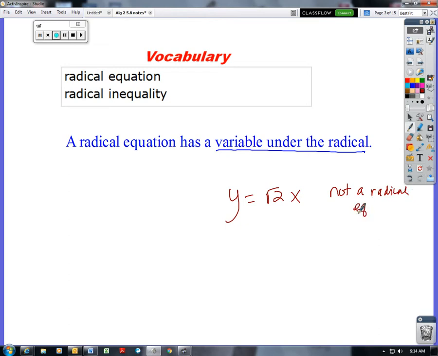What is the parent graph? This is actually a line. This is linear. Instead, it's not radical. A radical one would be y equals the square root of 2x. That's a radical equation because there's an x underneath the radical. And then radical inequalities would have an inequality symbol such as that.